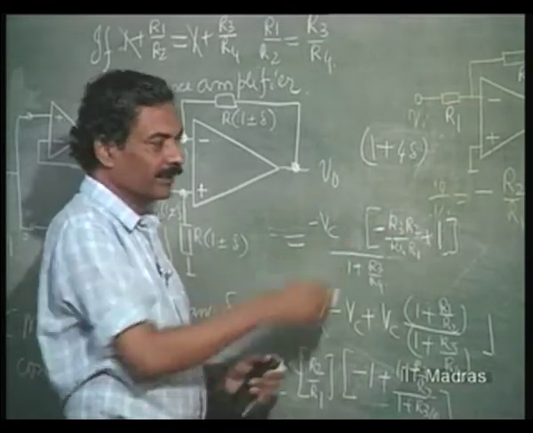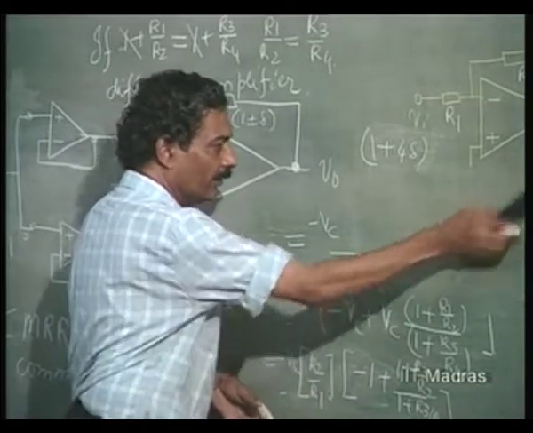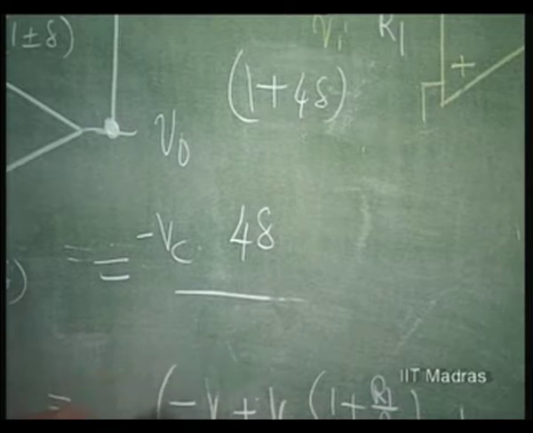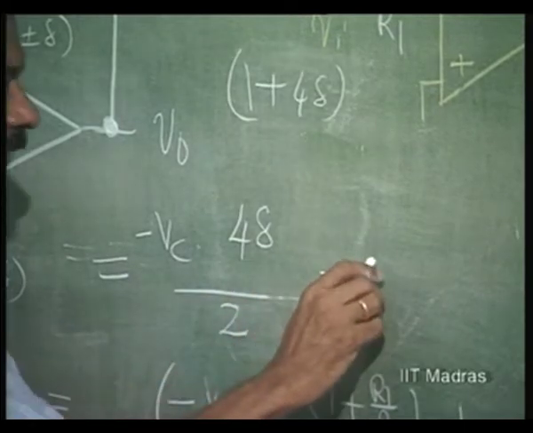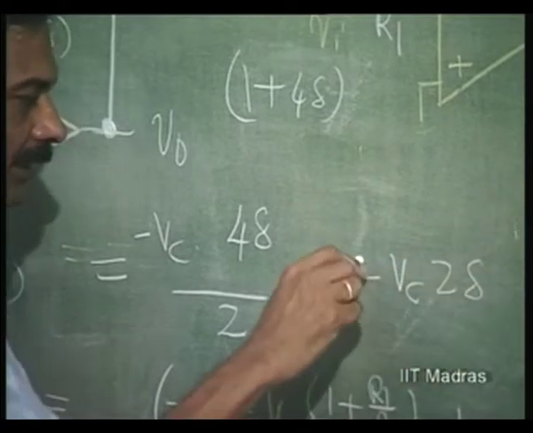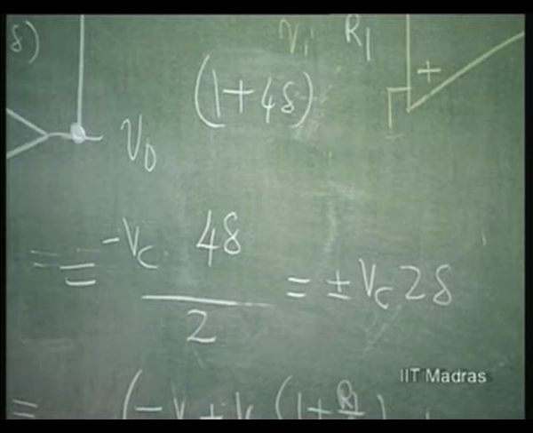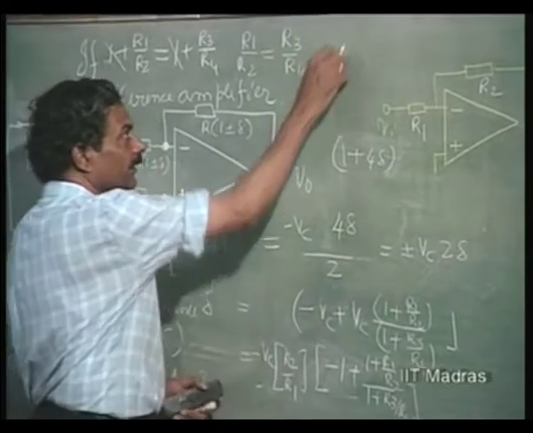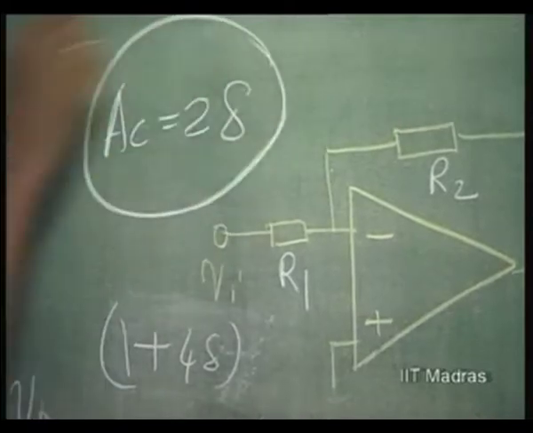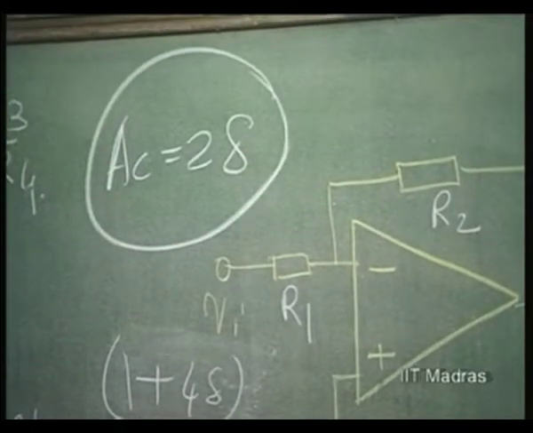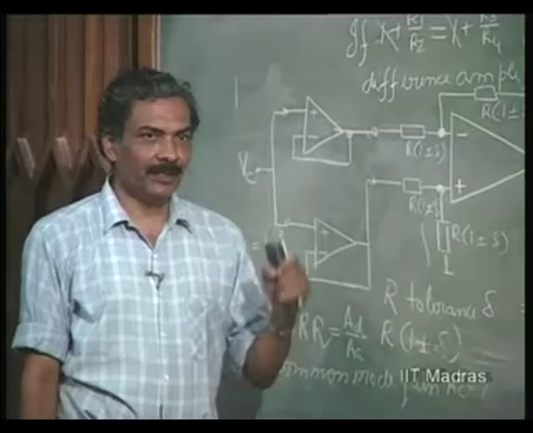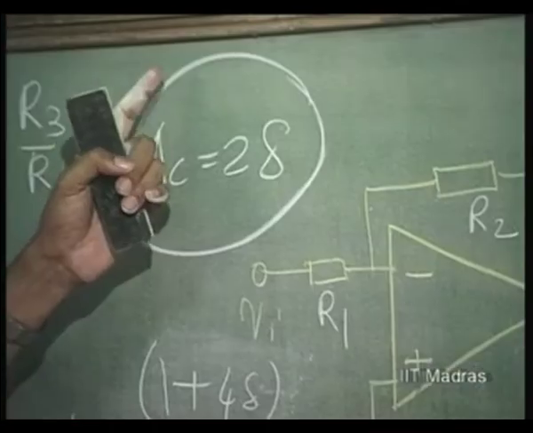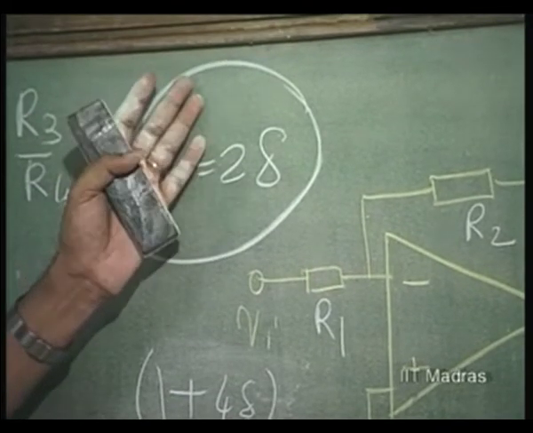So, 1 gets cancelled, the whole thing will give you a contribution of only 4 delta, and in the denominator, R3 is equal to R4, this is going to be 2 nominally. So, this is going to be minus Vc into 2 delta, plus or minus of course. So, the gain AC, V naught is equal to plus or minus Vc into 2 delta. So, AC is equal to 2 delta. This is an important piece of information which is needed by any designer of an instrumentation amplifier. If the instrumentation amplifier is designed using resistance of tolerance delta, the common mode gain is 2 delta, worst case, that is. The best case value is 0.